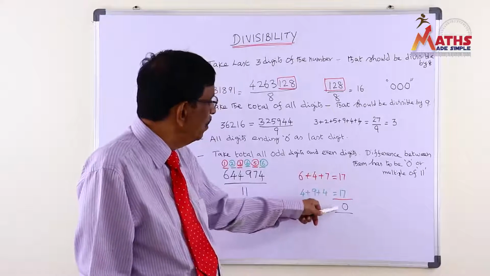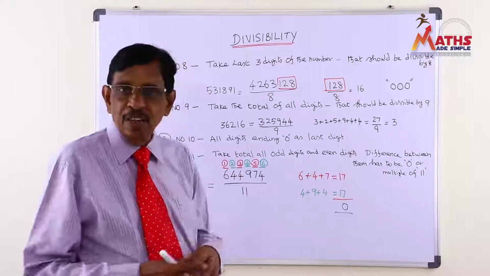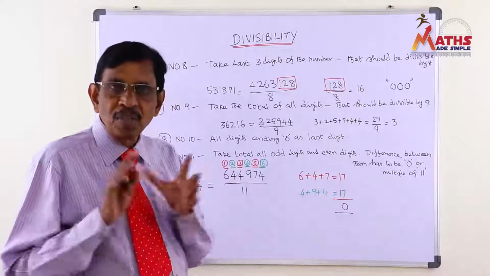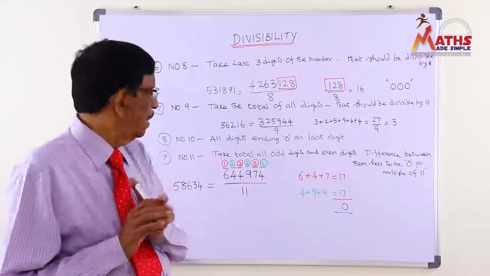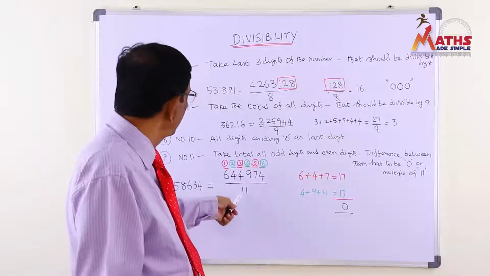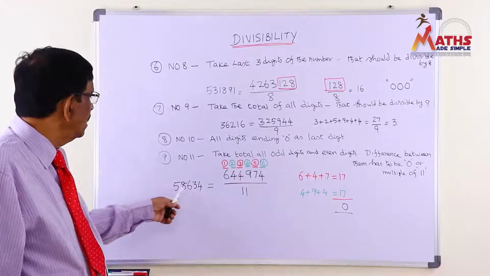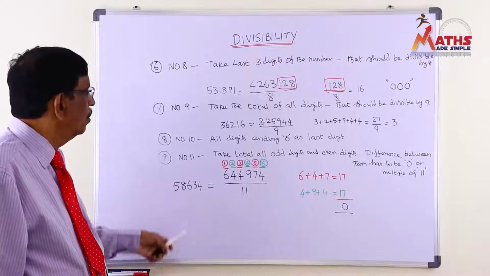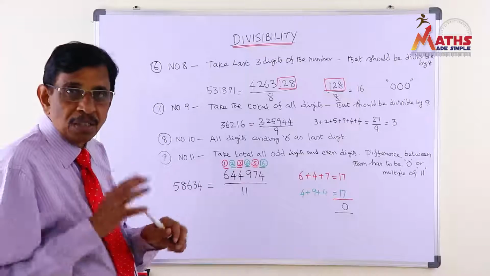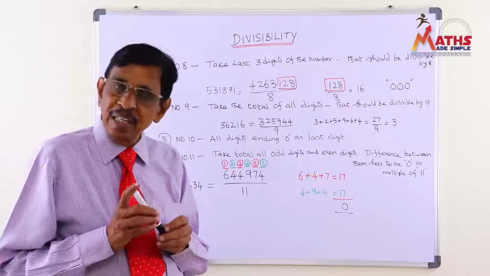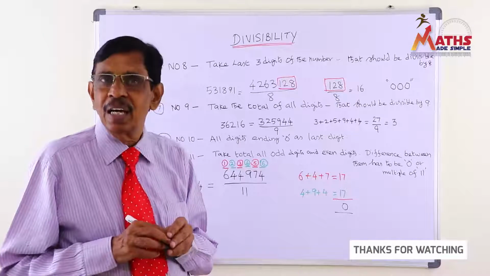Now, the difference between them is 0. When the difference is 0, obviously the number is divisible by 11. Let us check whether it is divisible by 11. When we do that, we get the answer as 58634. This is a very simple process by which you can find whether a number is divisible by 11.